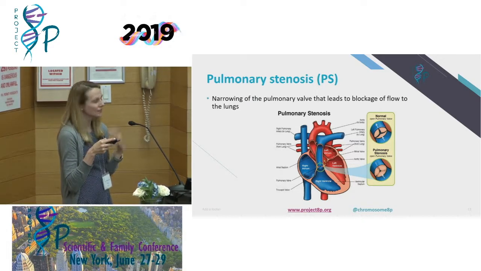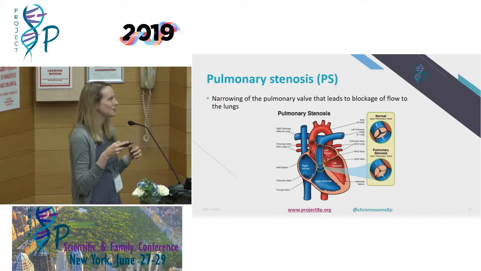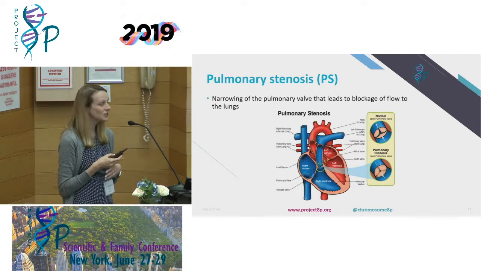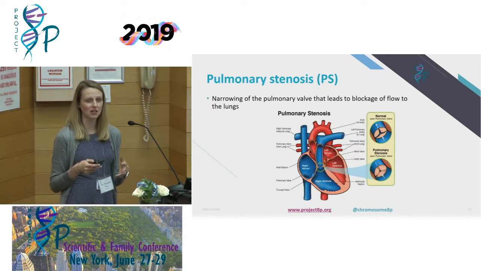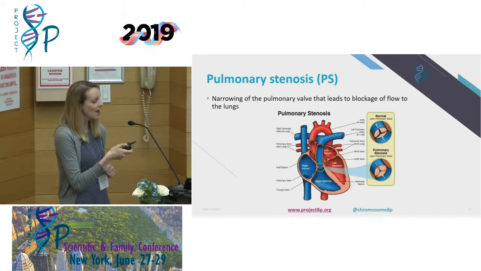But there's also, like everything I mentioned, a really wide range. So some patients have very mild pulmonary stenosis that we can just watch and we don't need to do anything about, and sometimes it's more severe and we need to intervene.